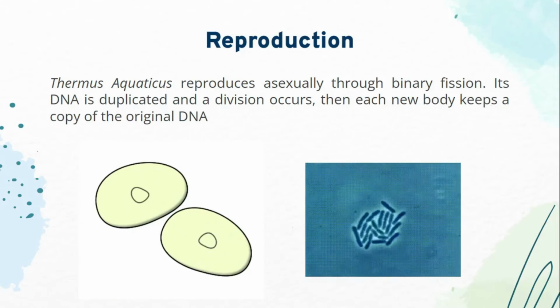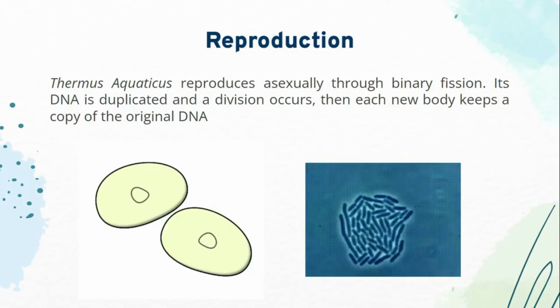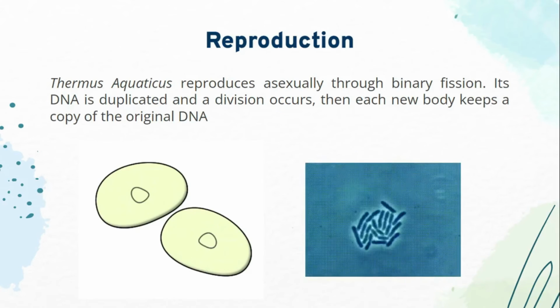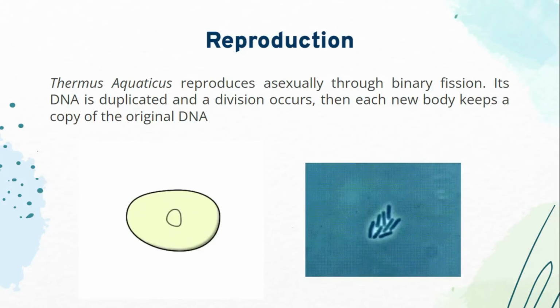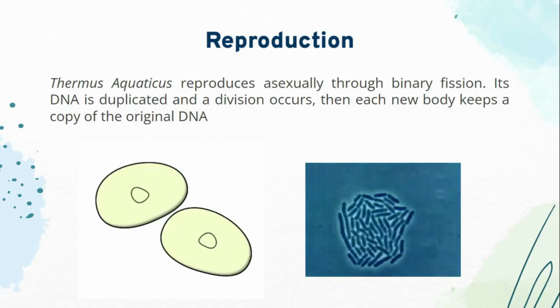The bacteria Thermus aquaticus reproduces asexually by means of binary fission. Binary fission is a way of asexual reproduction which consists of the separation of the body into two new bodies, each receiving one exact copy of DNA that was duplicated in the original body.